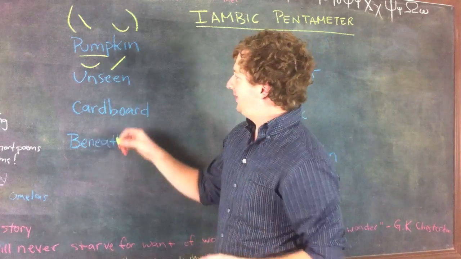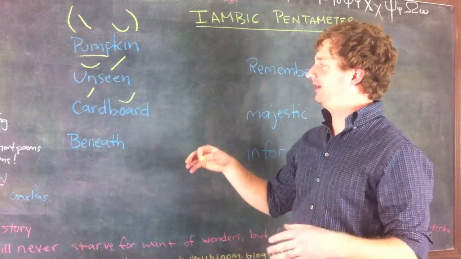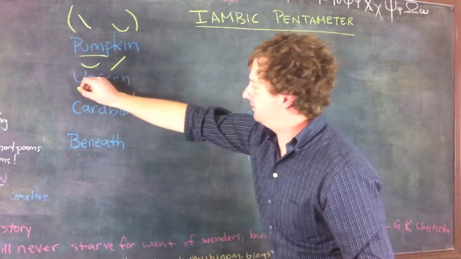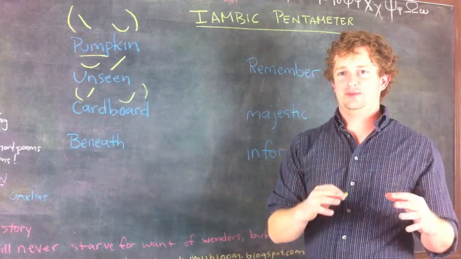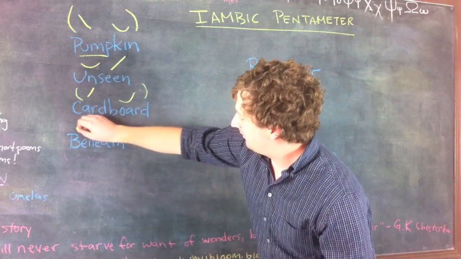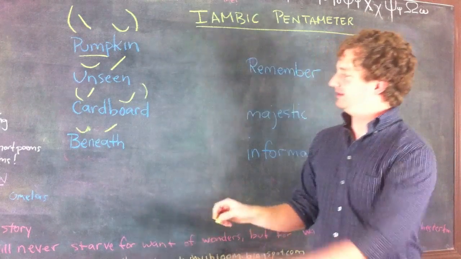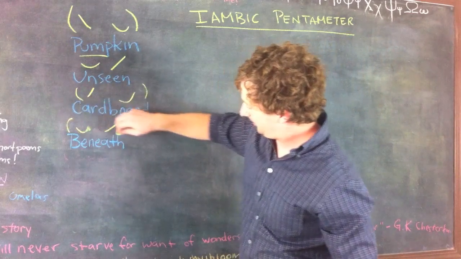Unpause. All right, cardboard. We have cardboard. It's not cardboard, it's cardboard, right? So we have stressed and unstressed in here. And beneath, I'd say beneath instead of beneath, right? So beneath. And this is how we, again, just illustrate the stresses in a syllable.